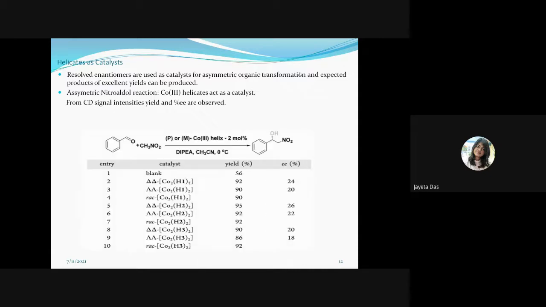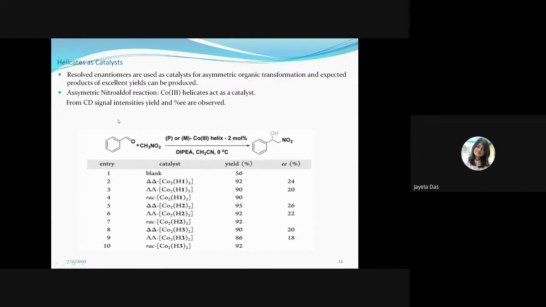Okay. So how do we use these enantiomers in practical applications? They can be used as catalysts. The resolved enantiomers are used as catalysts for asymmetric organic transformations, and expected products of excellent yields can be produced. So for my reaction here, I take one nitroaldol reaction where the cobalt triple helicates can act as a catalyst.